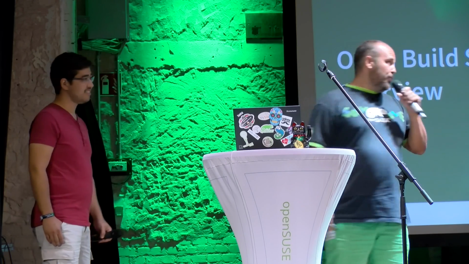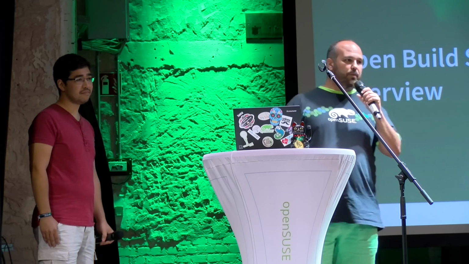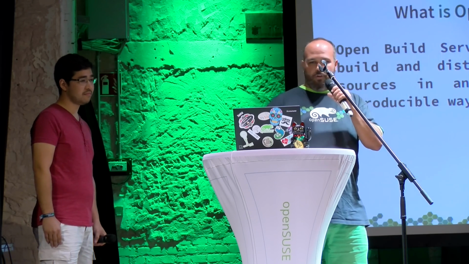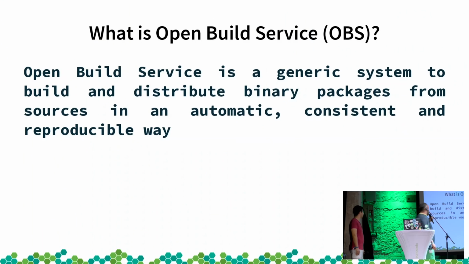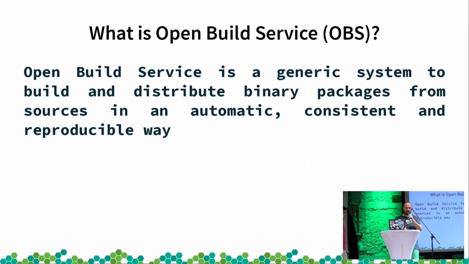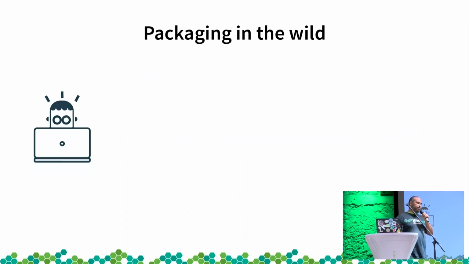I want to show you a little bit an overview of OBS for who doesn't know how it works or what it does. So we are now taking a look at the phrase that we have in the web page for the build service that says that we are a generic system that can build and distribute binary packages from sources in a reproducible, automatic, and consistent way, right? So this is a very big phrase, right? So I can show you how it works, more or less.